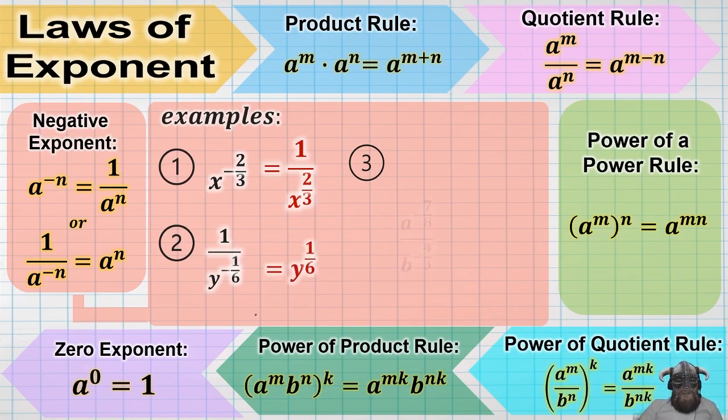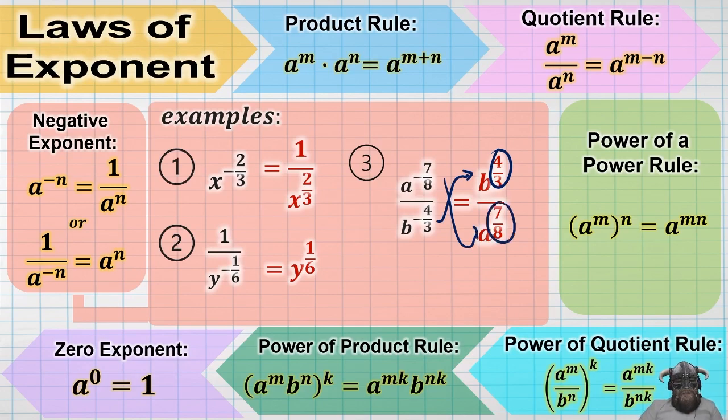Next is when the expression looks like this. We just flip it. So, if we have the given a raised to negative 7 over 8 all over b raised to negative 4 over 3, this will be our answer. We put on top the positive 4 over 3. We put on the bottom the positive 7 over 8.